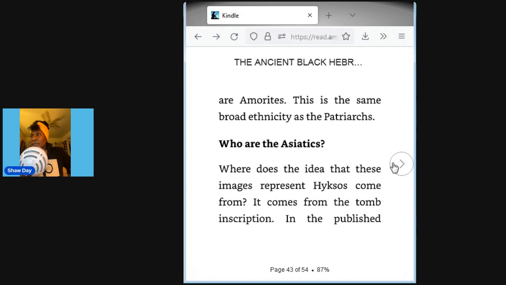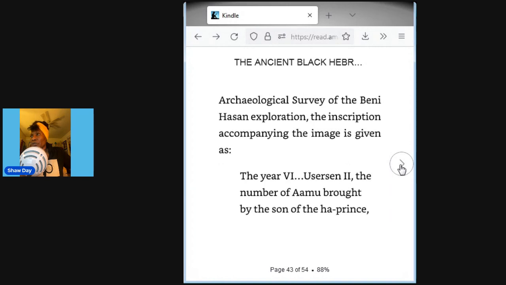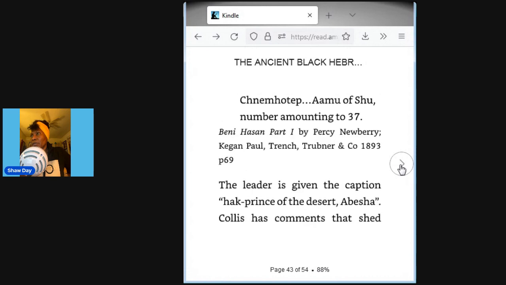Where does the idea that these images represent Hyksos come from? It comes from the tomb inscription in the published archaeological survey of Beni Hasan. The inscription accompanying the image is given as the year 6 of Senusret II. I guess I'm pronouncing that correctly. The number of Amu brought by the son of the Hereditary Prince, Khnumhotep, number amounting to 37.